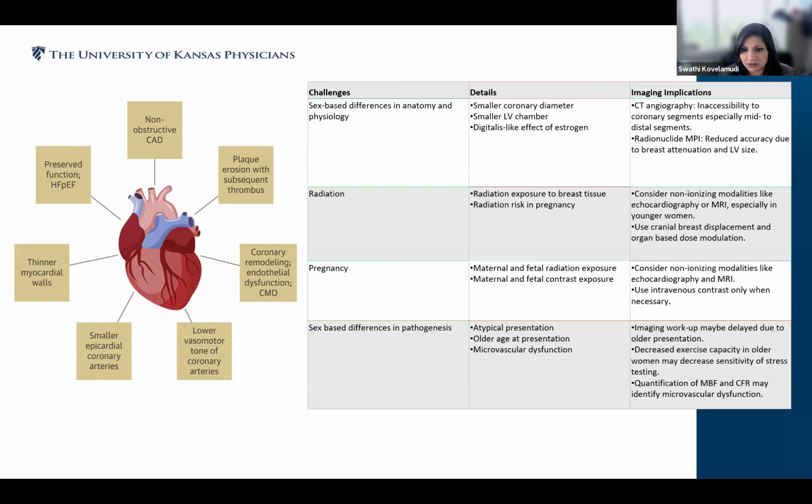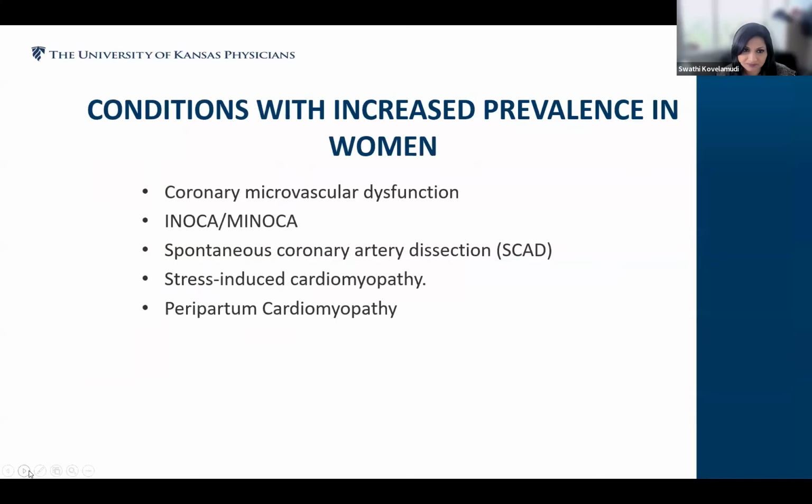Mainly to note here, one is that because of the smaller size of coronary arteries and the left ventricle in general, we have to be a little careful about the imaging modalities we choose. And women of childbearing age need to be a little bit cautious about what imaging modalities are used for their heart. Over a period of time, the cumulative radiation does add up and increase the risk of cancer. So we have to be cautious with those imaging modalities as well.